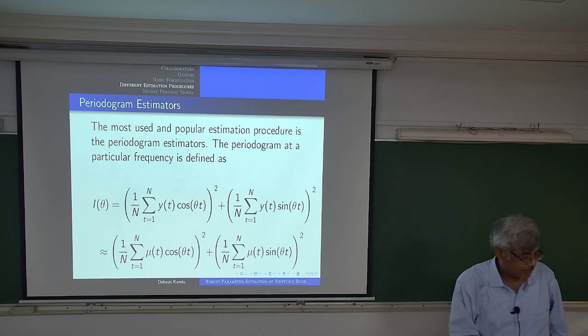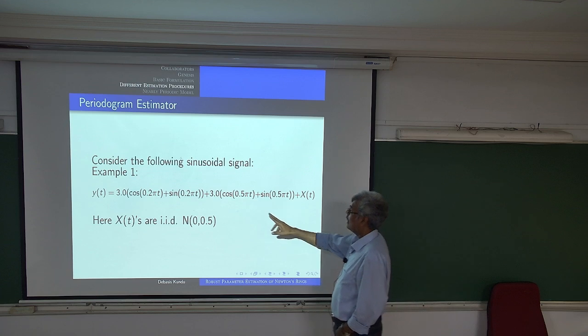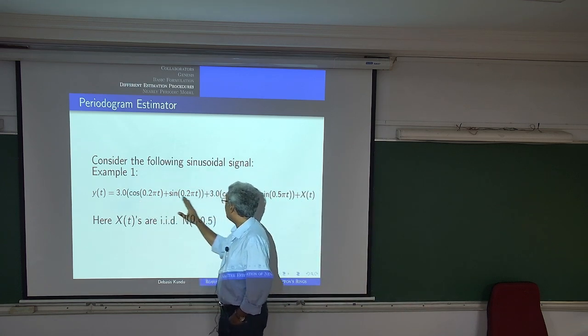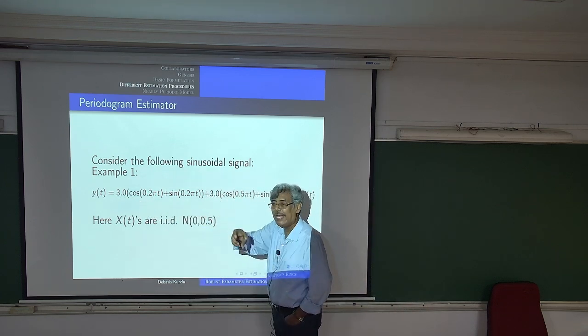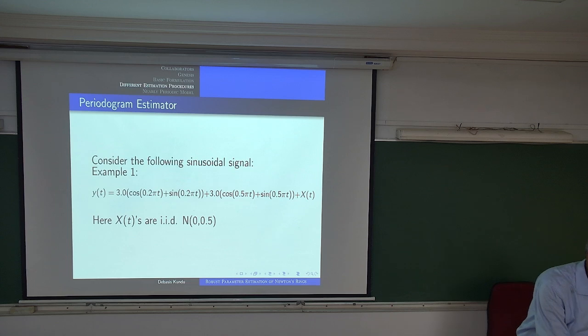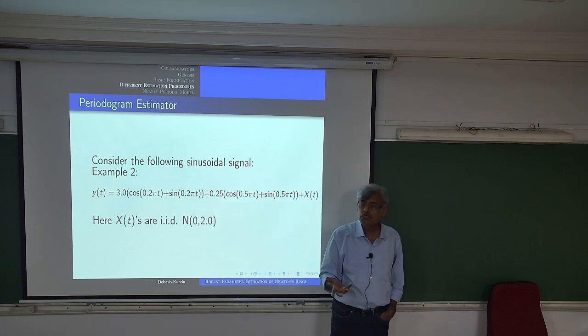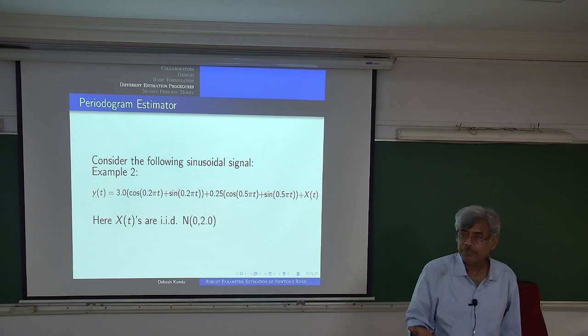Okay, if you look at the first case, the amplitude of the first one is fine, and the amplitude of the second one is 3, so it is able to pick up both the peaks. On the other hand, if you look at the second one, where the amplitude is much lower, 0.25, it is not able to pick it up.